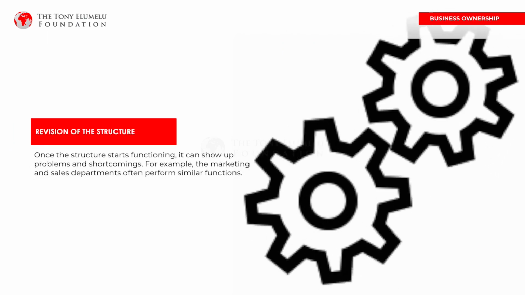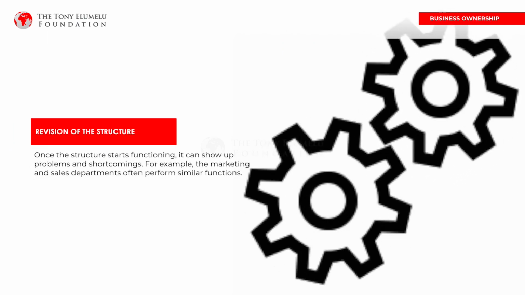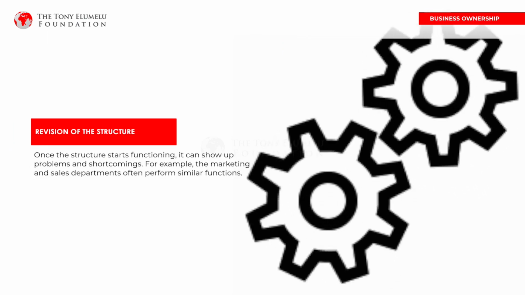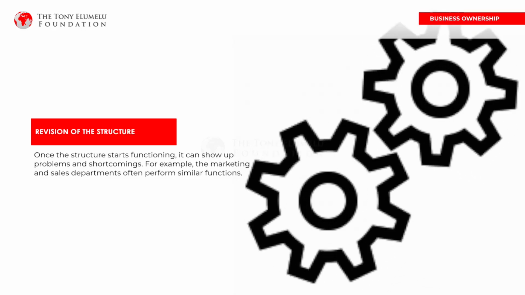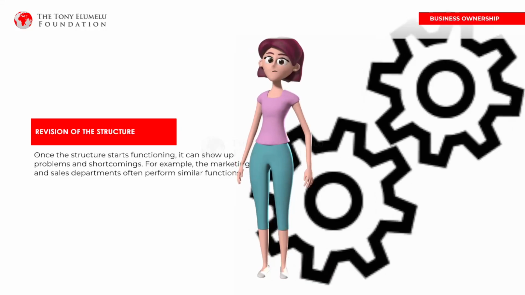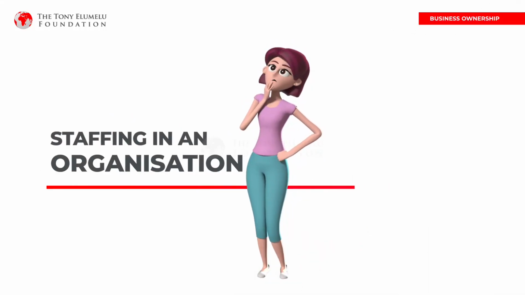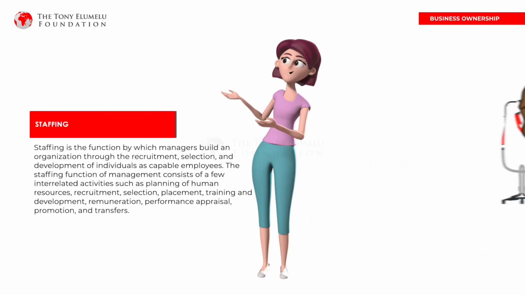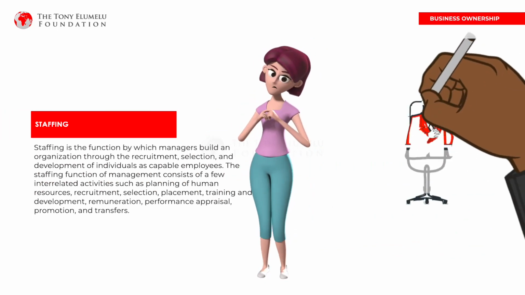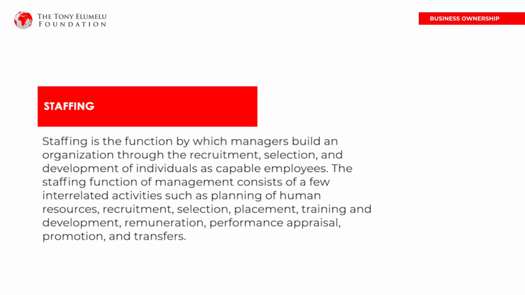Revision of the structure. Once the structure starts functioning, it can show up problems and shortcomings. For example, the marketing and sales departments often perform similar functions. Staffing in an organization. Staffing is the function by which managers build an organization through the recruitment, selection, and development of individuals as capable employees.